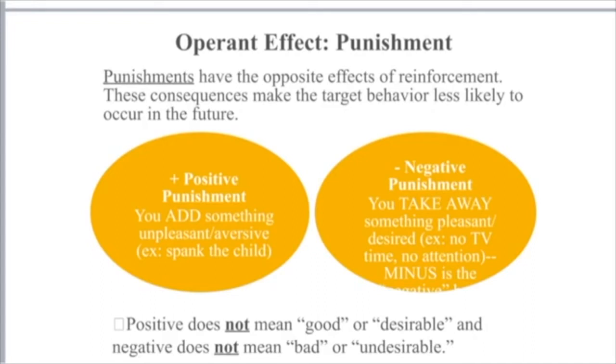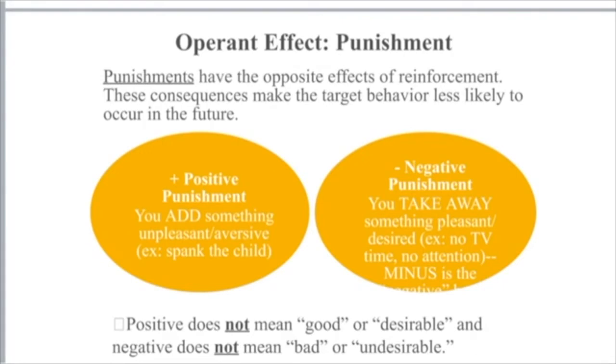A positive punishment, you add something unpleasant or aversive. This is kind of like a physical abuse, like you're adding something unpleasant. You're making your child wash their mouth out with soap if they swear, to lessen the amount of times they swear. A negative punishment then is you take away something pleasant or desired.